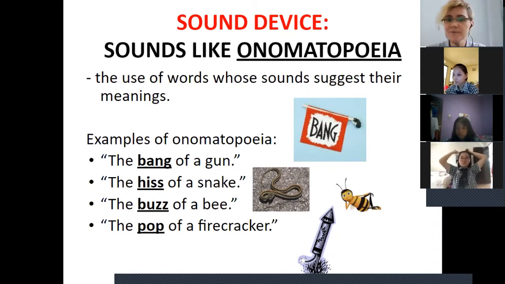So we use, for example, bang, hiss, buzz, pop: the bang of a gun, the hiss of a snake, the buzz of a bee, the pop of a firecracker. So these sound words are very important as well.